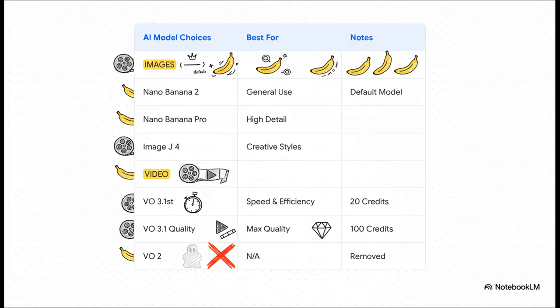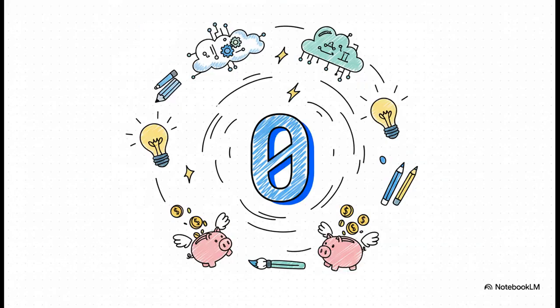For images, your default is Nano Banana 2. You've also got Nano Banana Pro for that extra high detail, and Image J4 for when you want to get more creative. For video, you get to choose between a fast model that costs 20 credits and a super high-quality one for 100 credits. But the really big news here? The super popular VO42 model has been completely removed. It's gone.